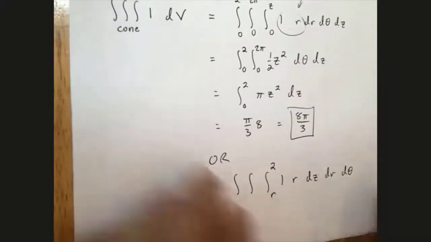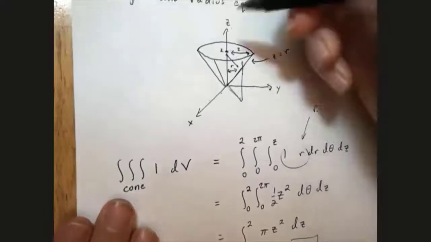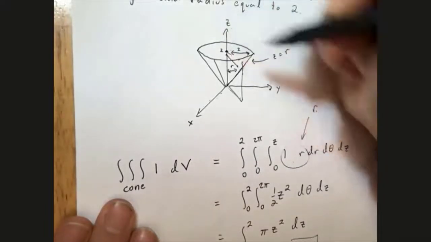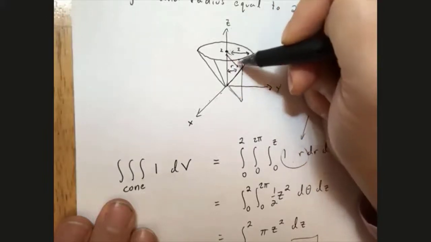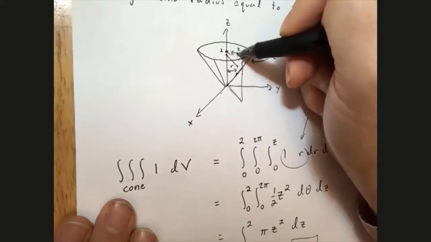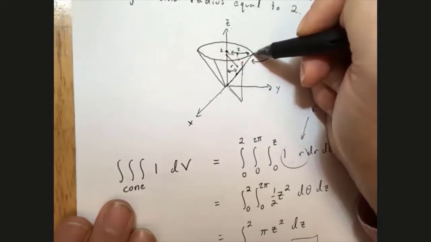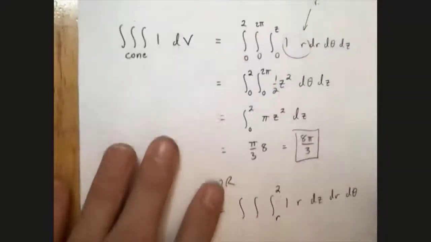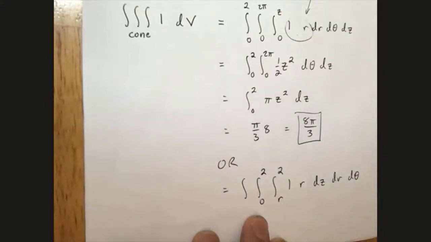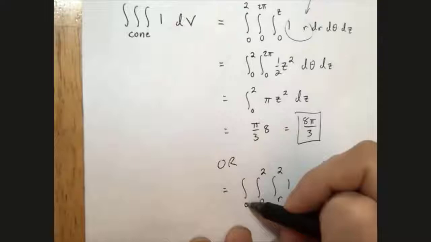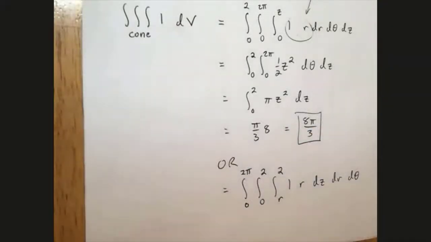Now what does r go from? r starts at the center and goes all the way out to the edge of the cone, right? So if I'm at the center, z is going to go from 0 to 2. If I'm halfway out, z is going to go from here to 2. If I'm all the way out, z is going to go from 2 to 2. All right, so r goes from 0 to 2. And then theta, as before, takes me all the way around the cone, so it goes from 0 to 2 pi. So notice it looks a little bit different, but this is how you'd set it up if you reversed the dz and the dr.